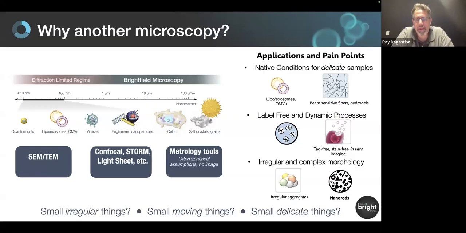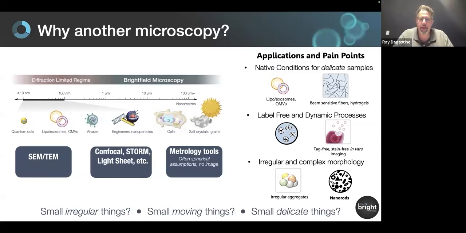You might have things that are delicate, or maybe they're beam sensitive. In the label-free space, sometimes you can't tag or fluorescently dye what you want to see, because it could kill it, hurt it, harm it, or if it's a dynamic process, it's kind of hard to see it when you label it. And you can get complex morphologies. So when we think about microscopy, people often talk about imaging, but really, I think what we're trying to get at is insight. We're just using these tools to better understand what we're looking at as our sample.